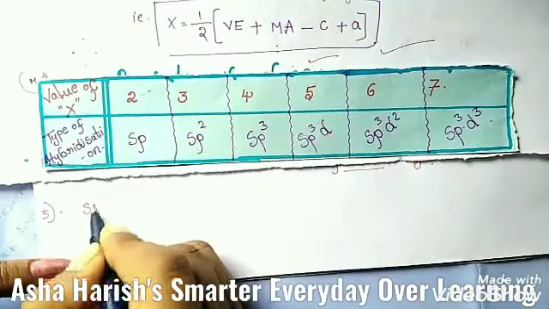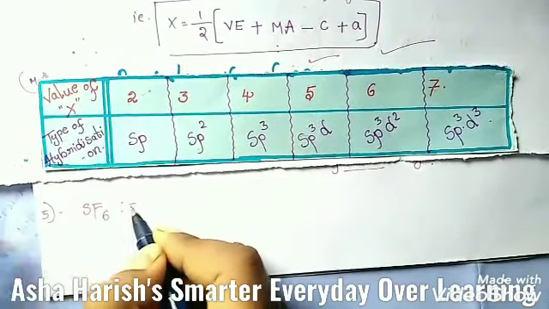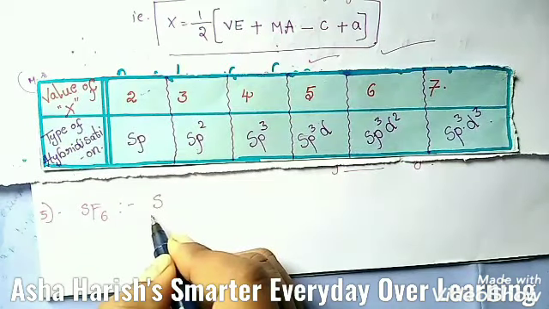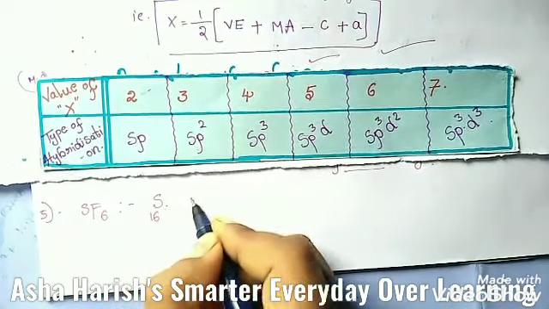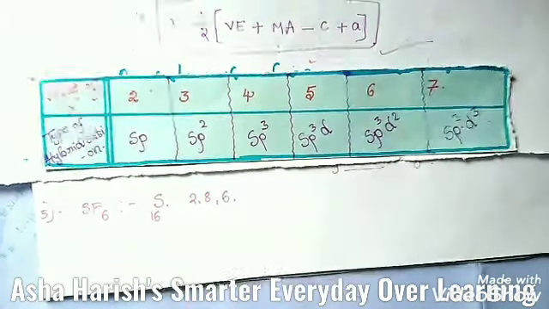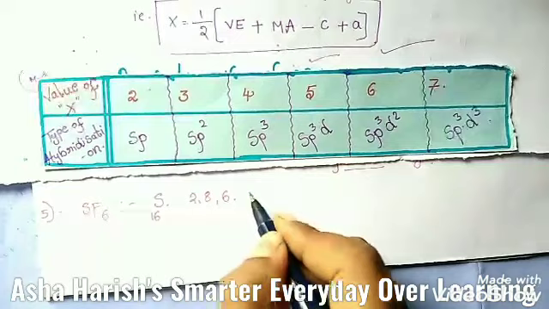Okay, let's see the next example. Example number 5, sulfur hexafluoride, SF6. Okay students, here the central atom is sulfur, atomic number 16. Its electronic configuration is 2, 8, 6. How will it be?